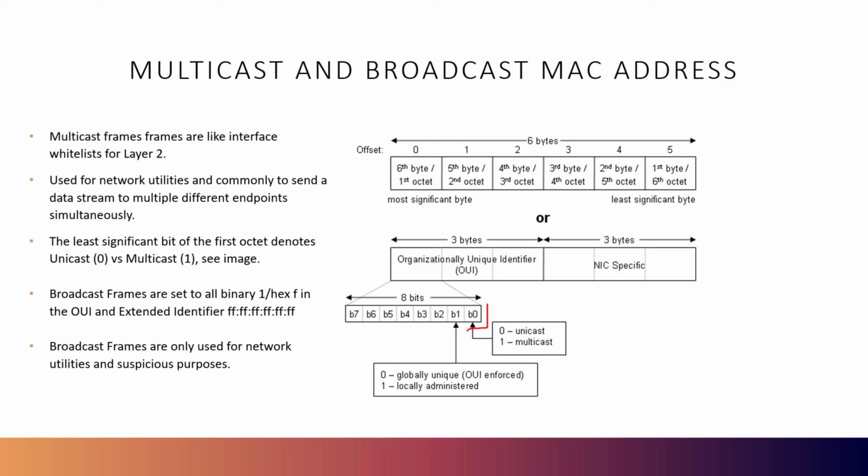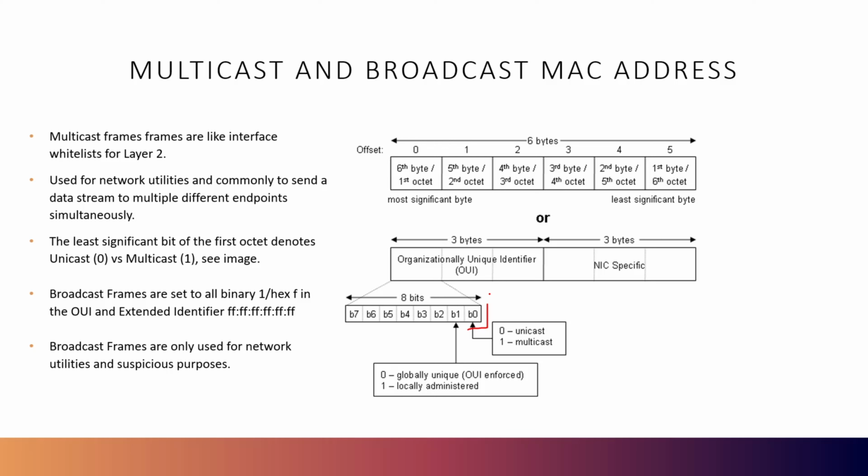While Unicast addresses have the least significant bit, bit 0, set to 0, the least significant bit in a multicast MAC address is set to 1, which we see in the image. When I say the least significant bit, that refers to the lowest value bit in a field. In this case, that's bit 0 on the first octet of the MAC address.